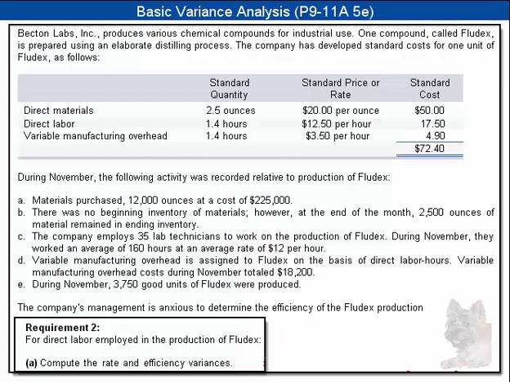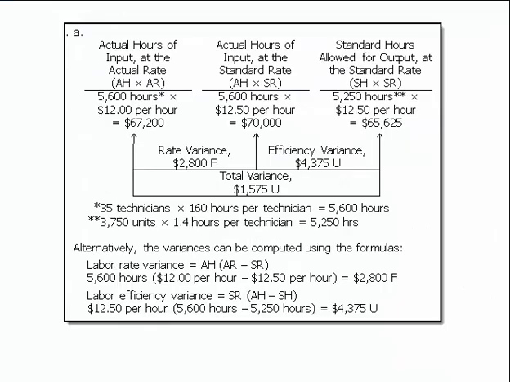Alright, let's go take a look at the solution now. Okay, now again we can solve this using the column approach. Remember, left side is always actual. We have actual hours times the actual rate. Right side is standard hours times the standard rate. So we know they work $12 per hour, a total cost of $67,200. Well, how did we come up with the 5,600 hours? We took 35 technicians times 160 hours per technician. That was average, right? 5,600. So 5,600 times 12 is 67,200.